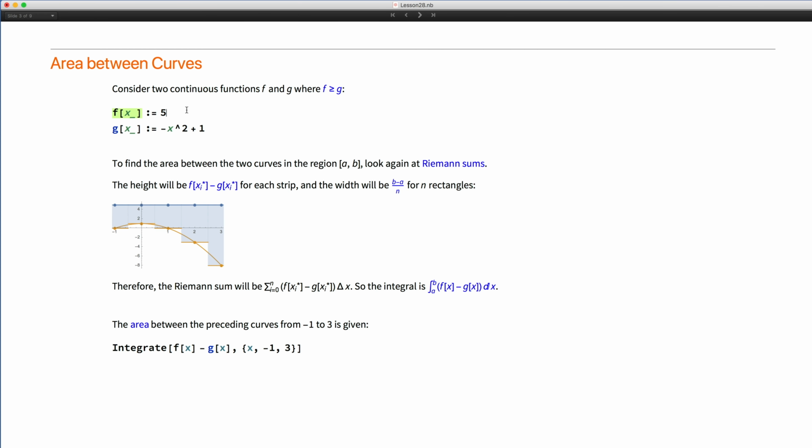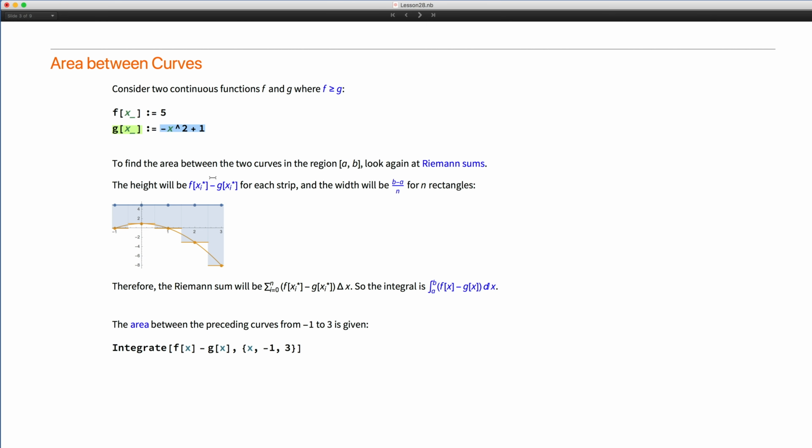Let's say f of x is 5 and g of x is -x squared plus 1. Clearly in this case, the function f is greater than the function g, because f is positive and g is going to be negative most of the time, but it won't go over 1.